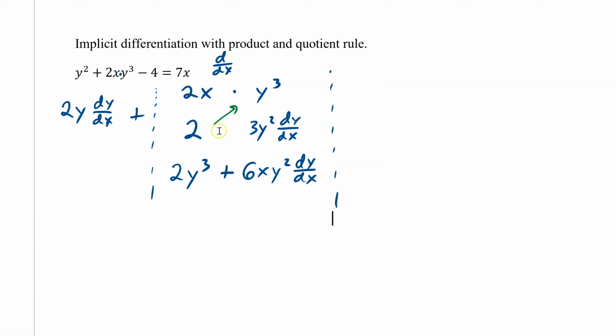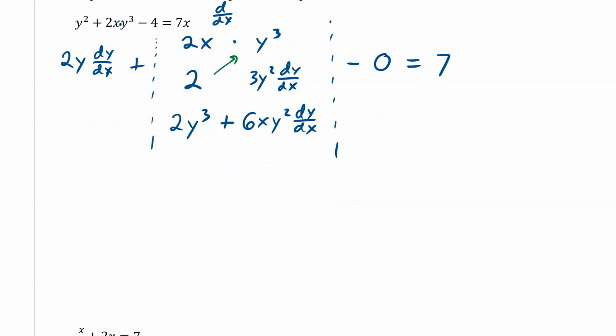So now I just did product rule with implicit differentiation. I brought down the 2. It's 3y squared dy dx, 2y cubed, 6x, looks good. All right, the next is a constant, so that would be 0. And then the last is just 7. So there we have it. Now let's put it all together.